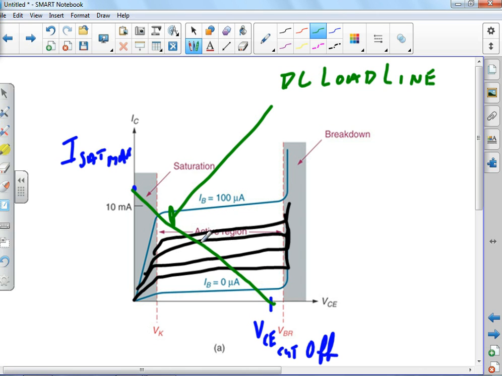That gives us some point in the middle. There's not much in the middle, but there's a point in the middle, and we're going to call it the Q point. And it's Q for quintessence. Yeah, I like that word. I can almost pronounce it. And that's the point where we're going to DC bias the transistor so we have maximum room moving up and down the DC load line.